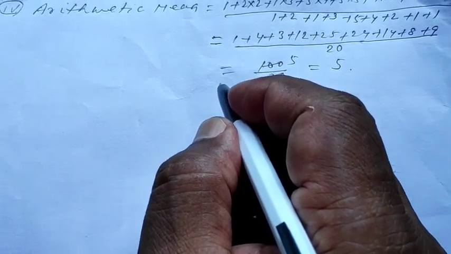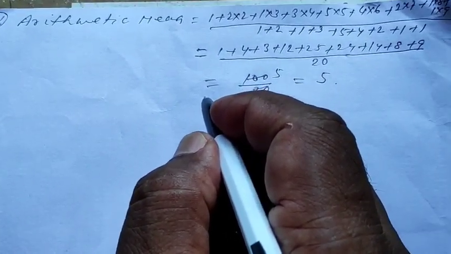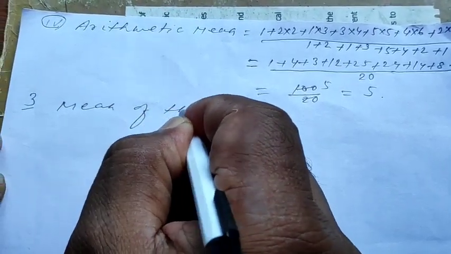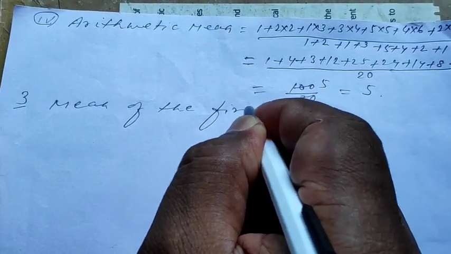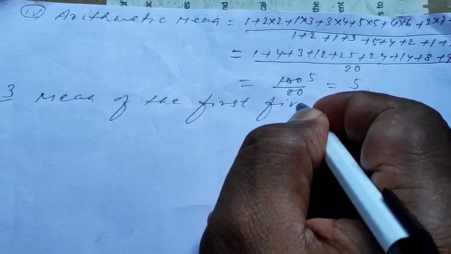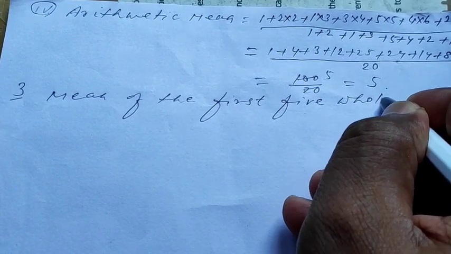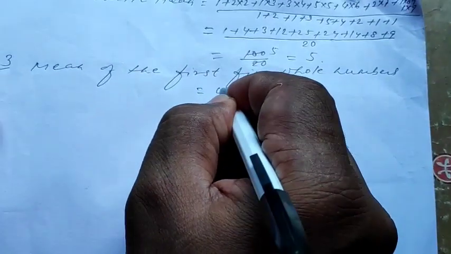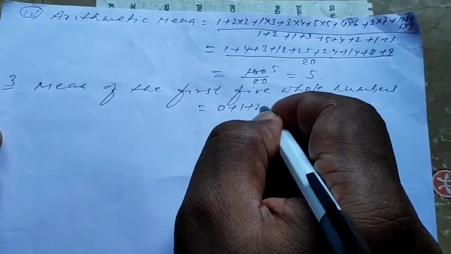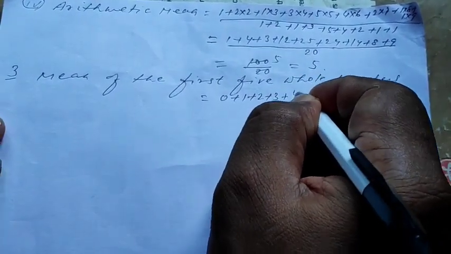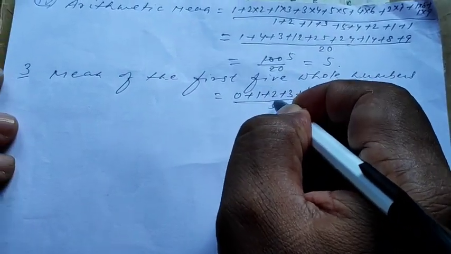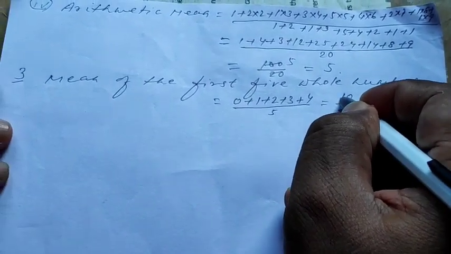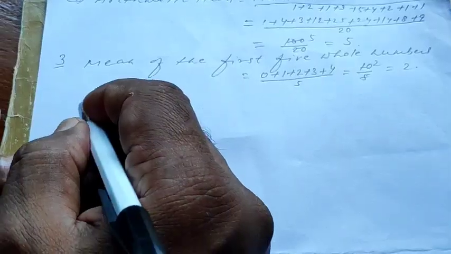Now come to question number 3. In question number 3, you have to find the mean of the first 5 whole numbers. Mean of the first 5 whole numbers is equal to 0 plus 1 plus 2 plus 3 plus 4 by 5. This equals 10 by 5, and the answer is 2. Next is question number 4.